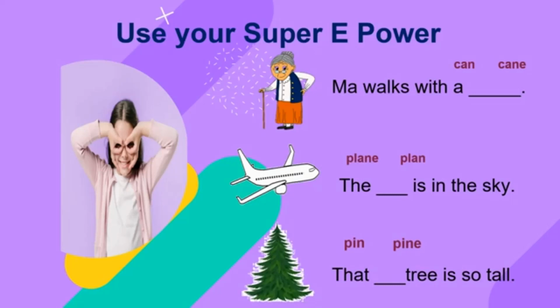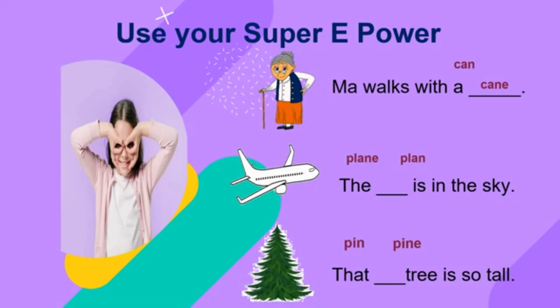Okay, let's try the second one. I see 2 vowels, so that means the first A says its name, and that's super E at the end, so he's silent. Let's try it. Cane. Cane. I think you found the answer. C-A-N-E. Cane.